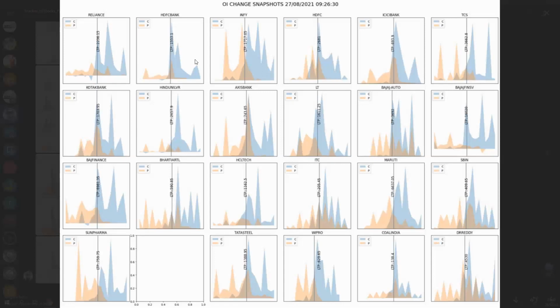So simply by visually looking, let's suppose HDFC Bank. If I see the HDFC Bank, what do I see? Close to the current price, which is the ATM, at the money, there is a lot of call writing, right? Positive is writing. Negative, if it goes negative, that means the number of OI in calls is reduced. So what does it mean? There's a lot of call writing.